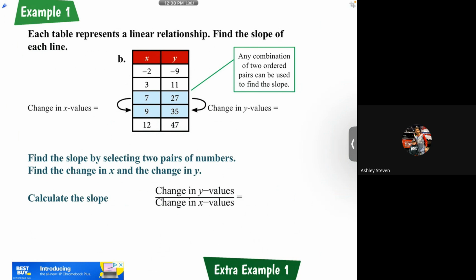Okay? I try to stay out of the negatives. That's why I wouldn't pick the first two. I feel like I make more mistakes in the negatives. I told you guys this. So when I have the option, I stay out of it.